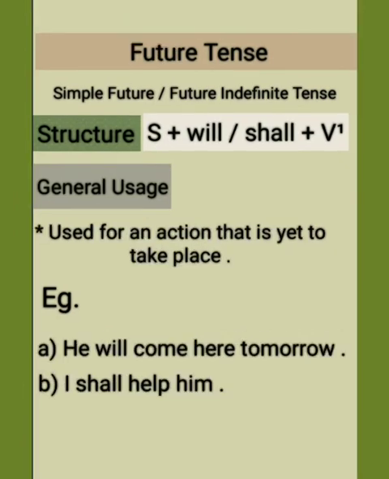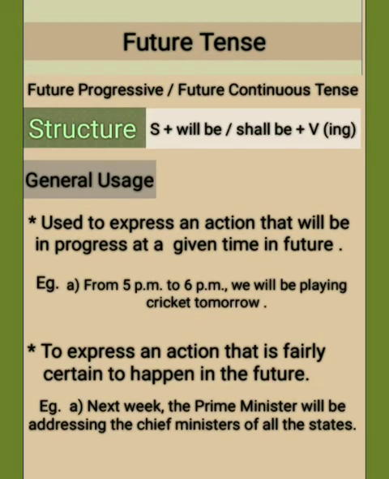Then, simple future can also be used for an action that is yet to take place. For example, he will come here tomorrow. Example number 2, I shall help him. Next form is future progressive or future continuous tense. The structure is subject plus will be or shall be plus verb ing form.